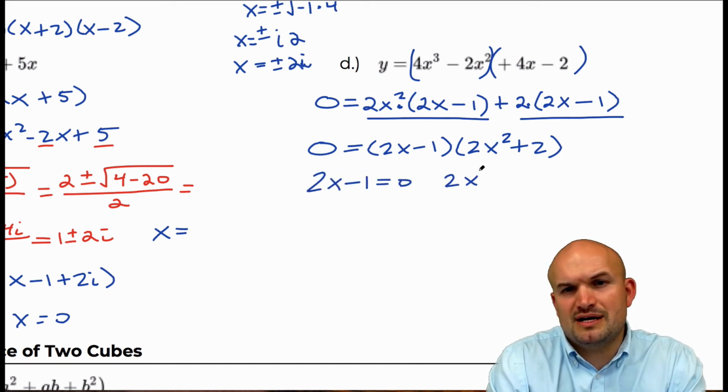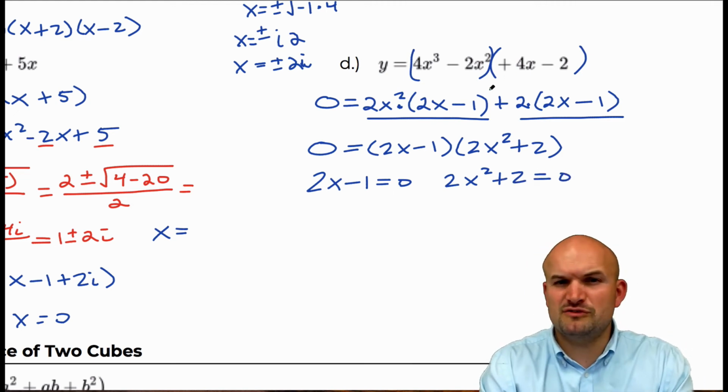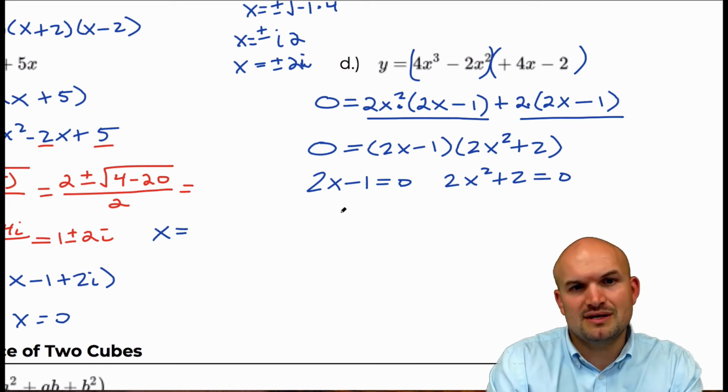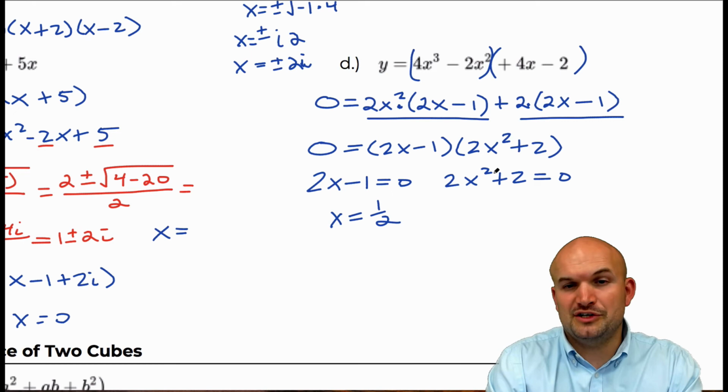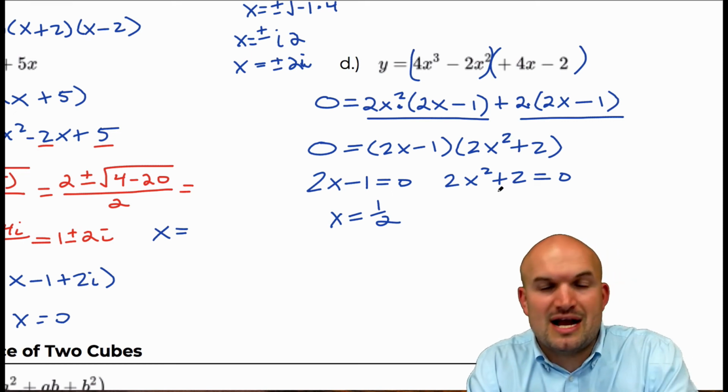And then I have 2x squared plus 2 equals 0. Oh, it would have been easier to factor out the 2 from the beginning, wouldn't it? Well. So add 1, divided by 2, x equals 1/2. Here I could factor out a 2, or you could subtract 2 and divide by 2.